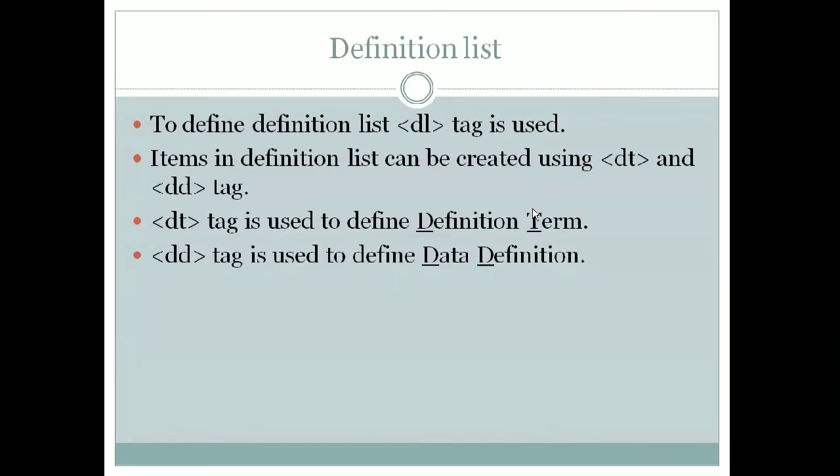The third type of list is the definition list, which is created using the DL tag. The list items can be created using the DT and DD tags. DT is going to define the definition term. DD is going to give the data definition.